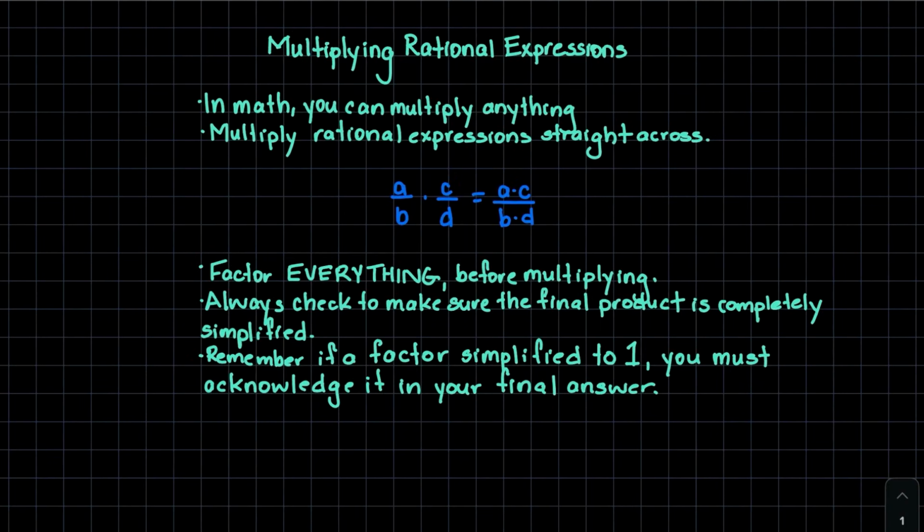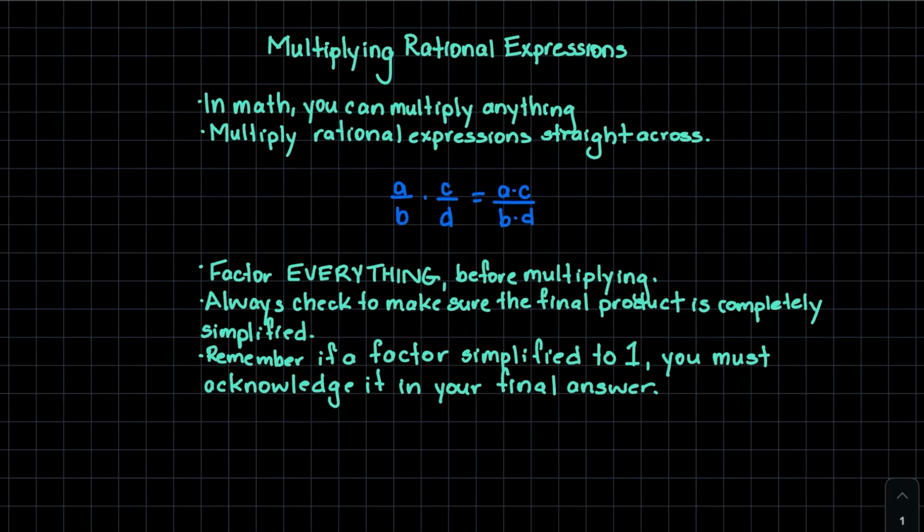Before we get started, we got to go over a little background information, which I like to call mint green tea. Some of this might look very familiar if you've already watched the multiplying fractions video, because remember, rational expressions are just fractions. They follow the same rules. So remember, in math, you can multiply anything. There's nothing called a like term when you're multiplying. Whatever two things or two factors are, you can go ahead and multiply them.